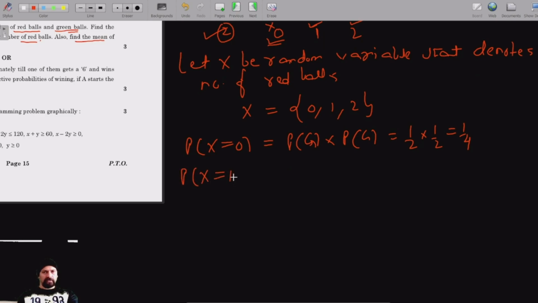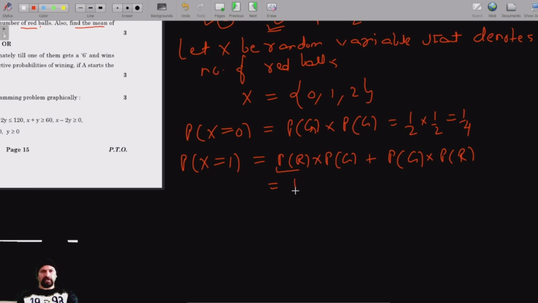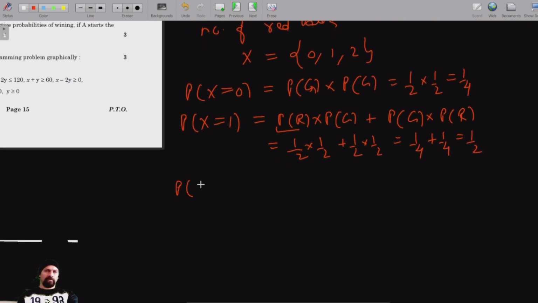And what are the ways in which exactly one of them is red? Either the first ball is red and the second ball is green, or the first ball is green and the second ball is red. So the probability is half into half plus half into half, which gives 1 by 4 plus 1 by 4, which is half. Now, the probability that both of them are red, that means the first ball is red and the second ball is red.